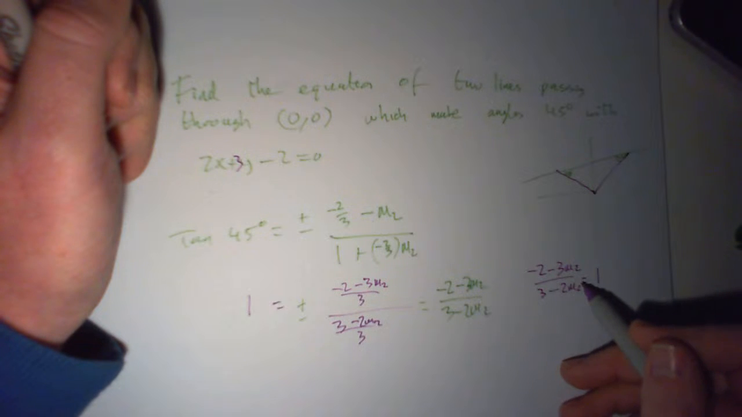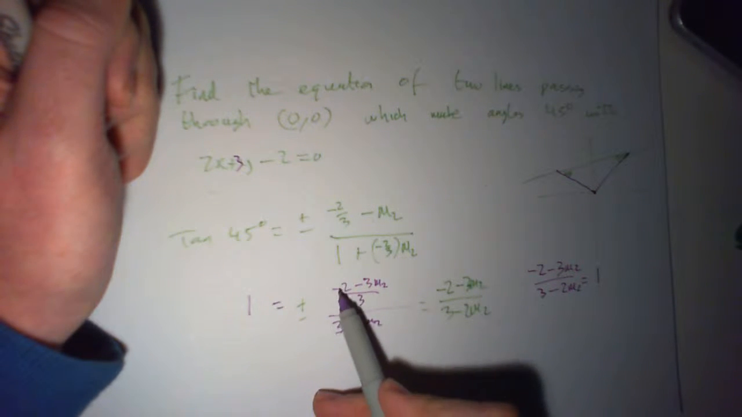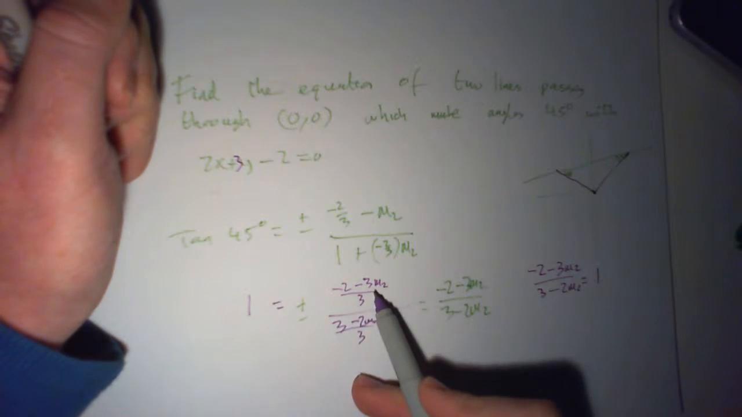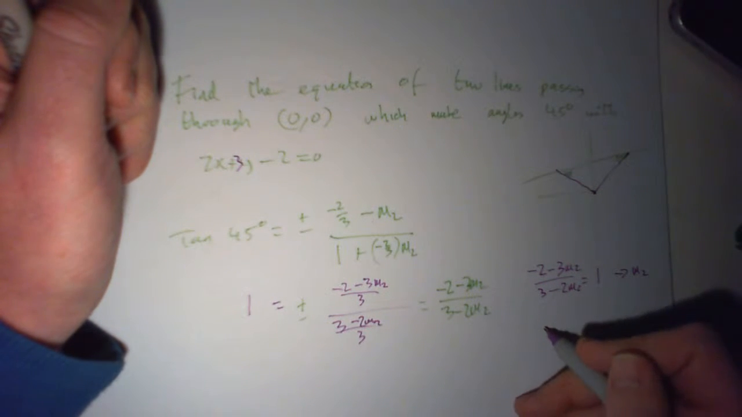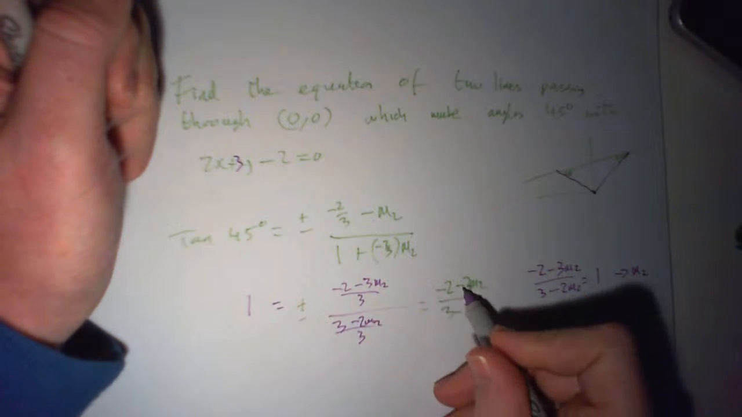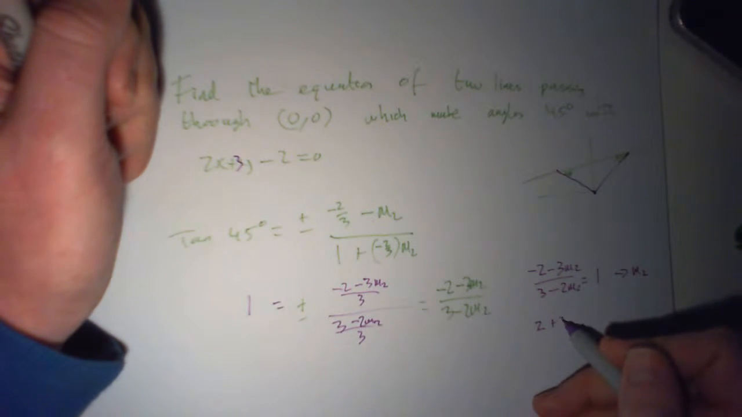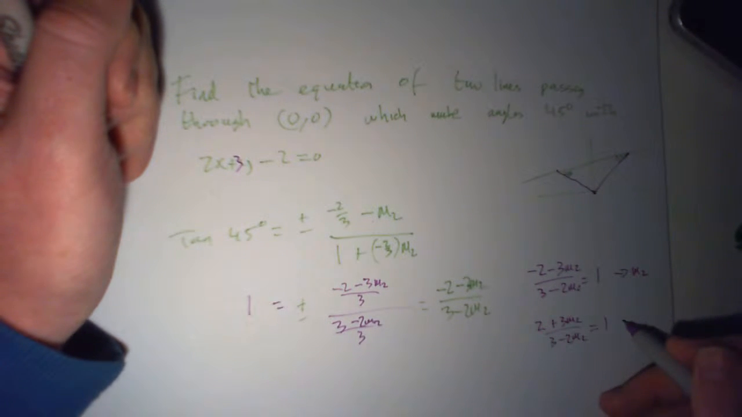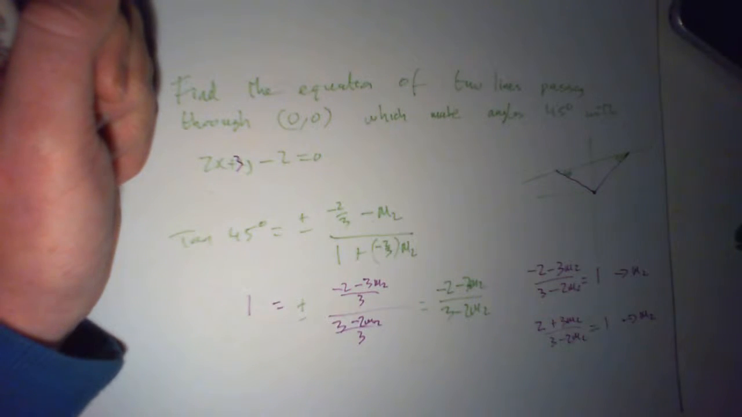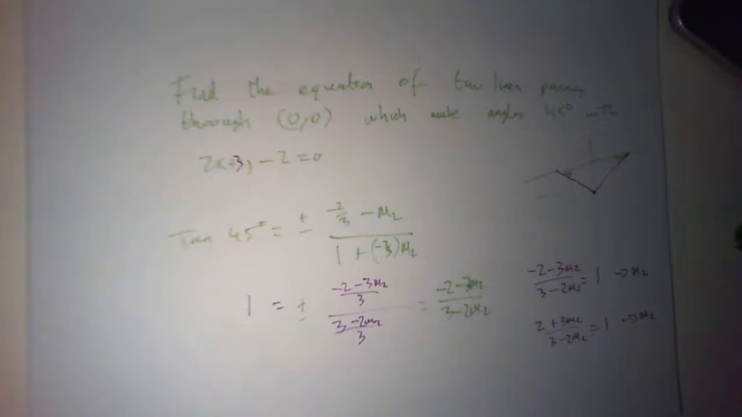That's one possibility. The other possibility is if the negative was there, the negative would only get distributed across the top line, wouldn't it? So the other possibility is going to be (2 plus 3m2) over (3 minus 2m2) equal to 1, and that would generate another m2. I hope you're with me so far, because remember, what you're asked for is 2 possible lines, and you can only have 2 possible lines if you have 2 possible slopes. So this is just a matter now of figuring out the slopes.